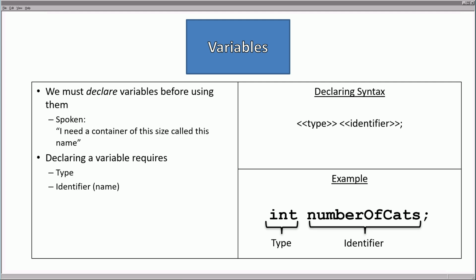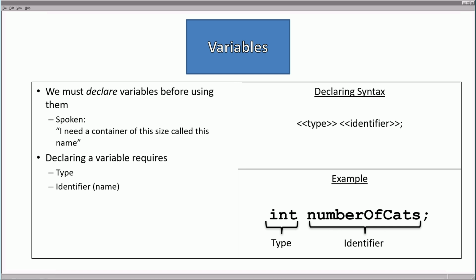Now, in order for us to use variables, we must declare them. This can be as though you're speaking to the computer and saying, I need a container of this size called this name. Declaring a variable requires the variable's type followed by an identifier, as we can see right here. Also, for argument's sake, anytime you see these open and closed double angle brackets, that just simply means put something there. So as we can see in this example, we have this type called int and this identifier called number of cats.